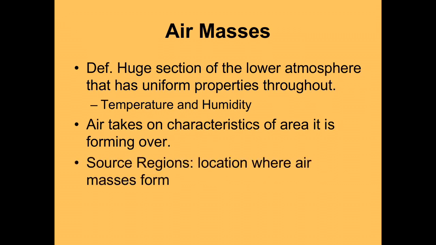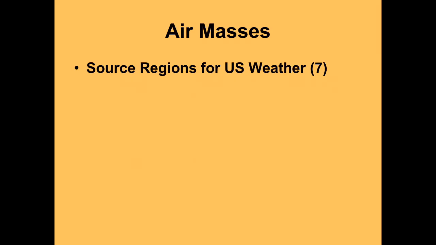The source region is the location where the air masses form. So they can form over the land, so they'd be generally dry, or form over water, and have more moisture. Again, stuff that comes from the tropics will be warmer, stuff from the north will be cooler. The source regions for the United States, there are 7 of them that affect our weather. Maritime polar, MP, is cold and humid.